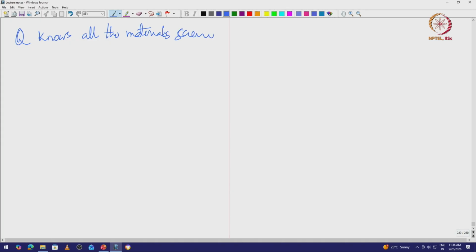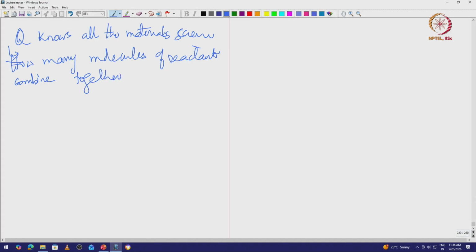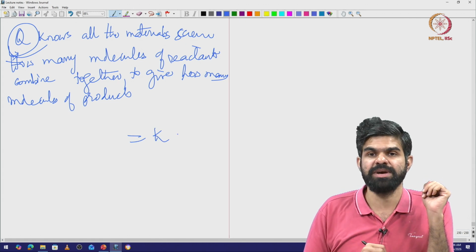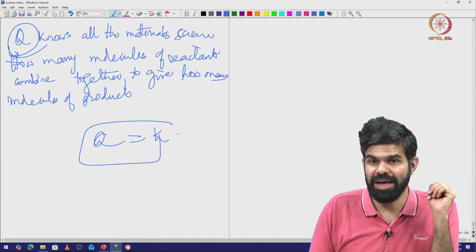So essentially I am saying how many molecules of reactants combine together to give how many molecules of products. All this information is with Q. Q does not know what equilibrium is, but Q knows all the material signs. But K defines for me what the equilibrium condition is. When Q equals K, I have my equilibrium condition.